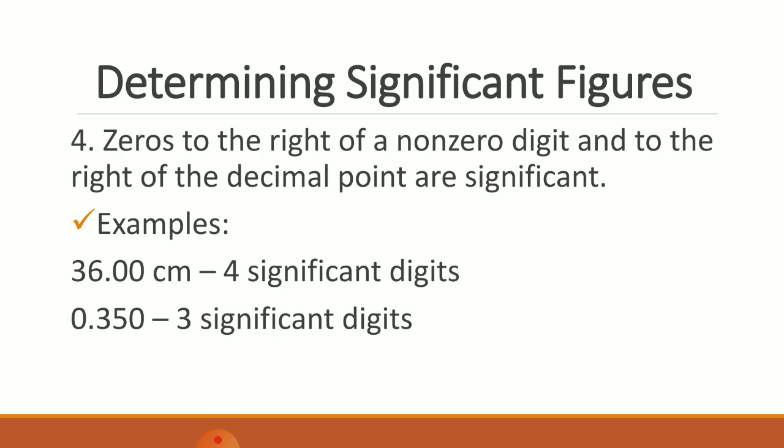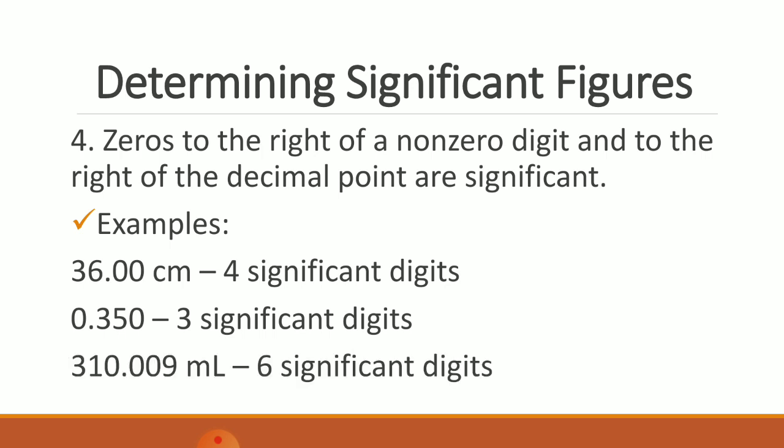Another example, 0.350 has 3 significant digits. We have 3, 5, and 0. So 0 to the right of the non-zero digit, which is 5, will be significant. And last example, we have 310.009 milliliters has 6 significant digits. So all digits are significant because first, the 0 after 1 is significant because the 0 to the right of a non-zero digit is significant. Then the two zeros to the right of the decimal point are all significant.